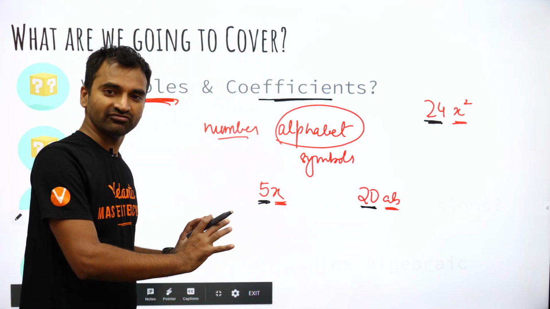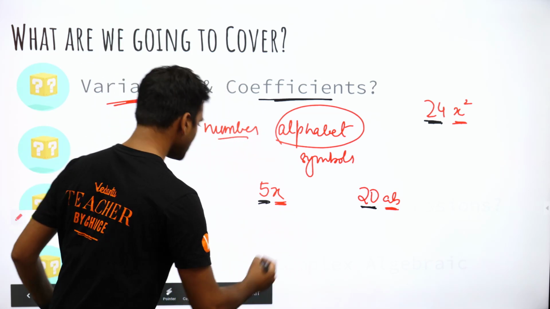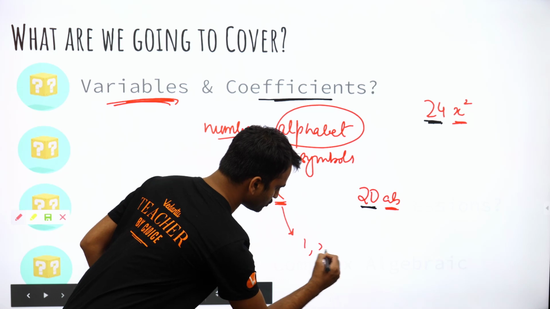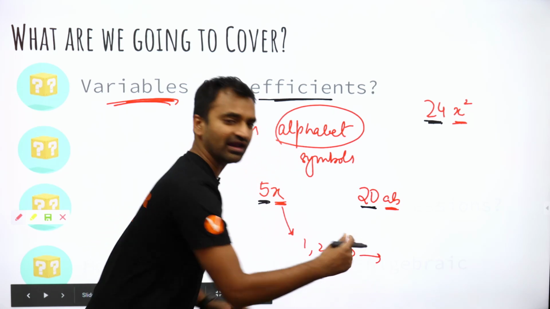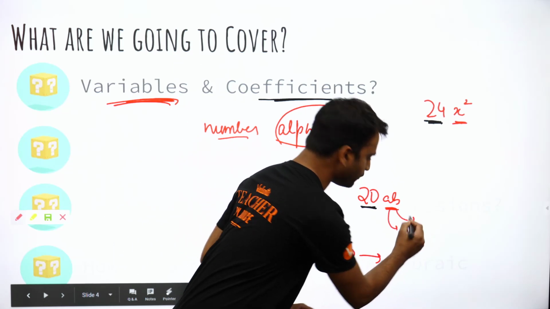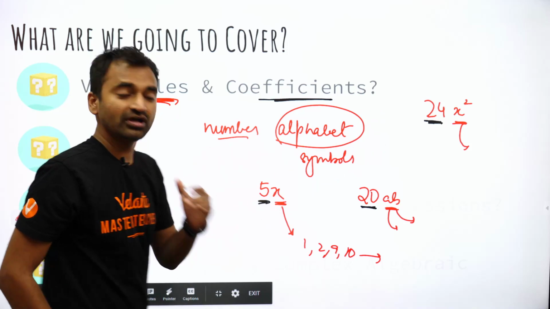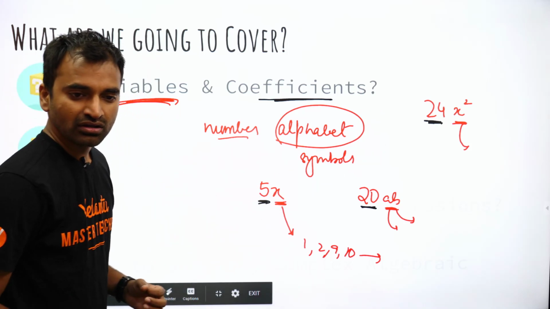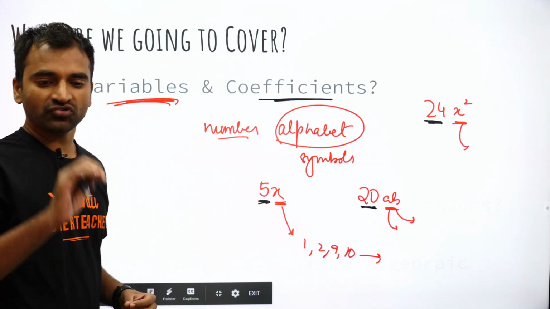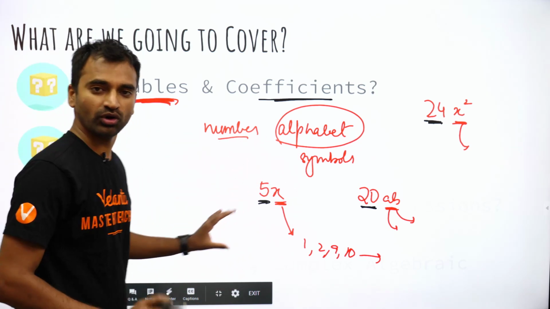5 will remain 5. On the other hand, X can take any value, right? X can take 1, 2, 9, 10, any value. So that is why X is a variable. Similarly, A and B both can take any values. Over here again, X can take any random value. So this is a variable. Exactly. Dr. Srilata, right? So the values can change. Hence we are calling them variables. You have variables, you have coefficients.